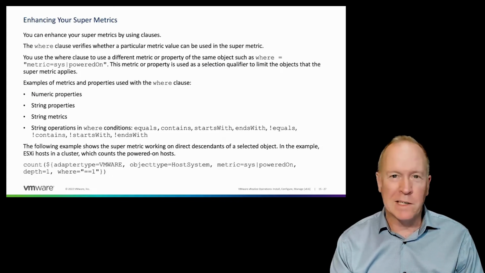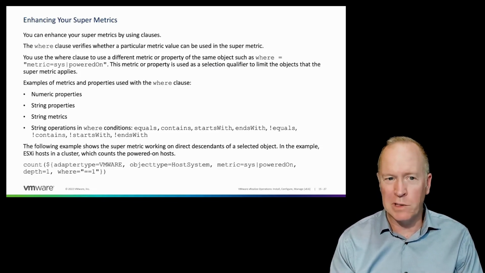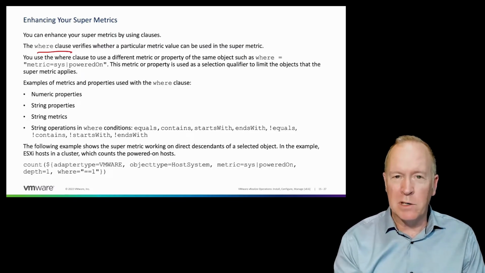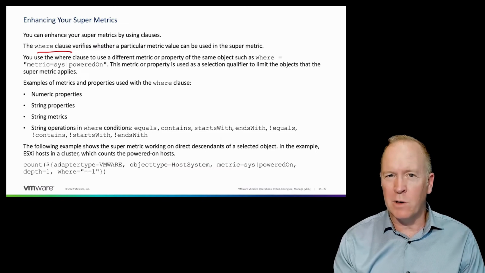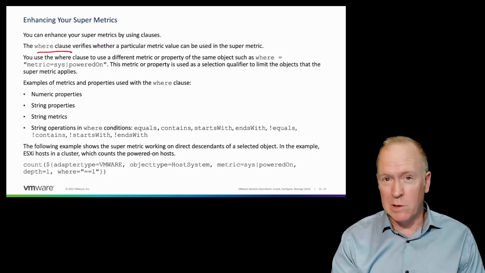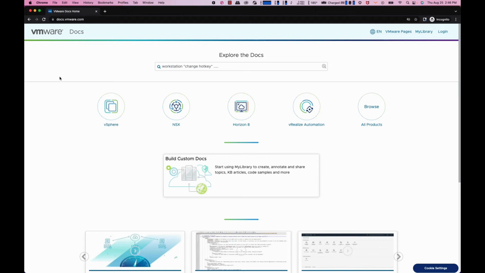In this part of our lesson, we're going to discuss one way you can enhance your supermetrics, and that involves using something called a where clause. But just before we do, I'd like to show you in our demo environment where you can go to find information about additional techniques that you can use to enhance your supermetrics. As you can see, I've started my web browser and I've gone to docs.vmware.com. That's the place to go to see all the official product documentation for our products.